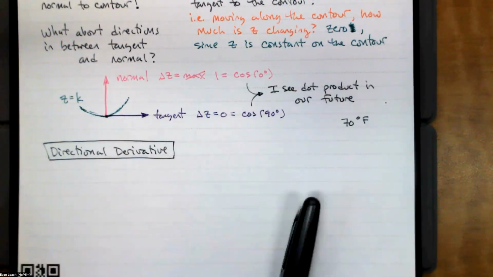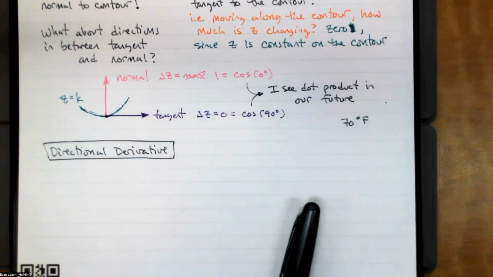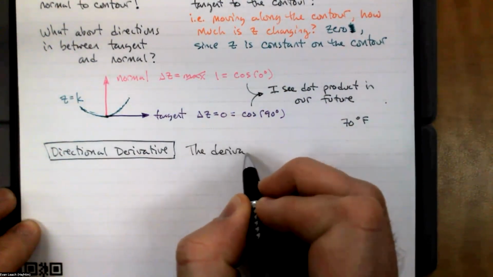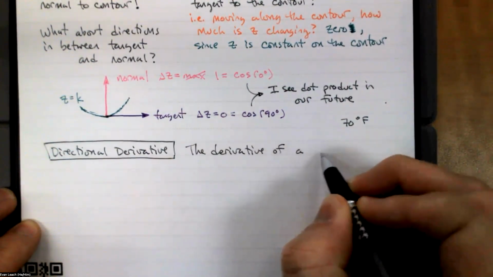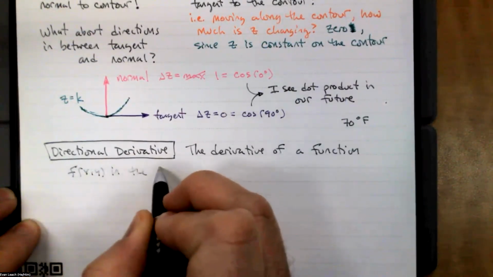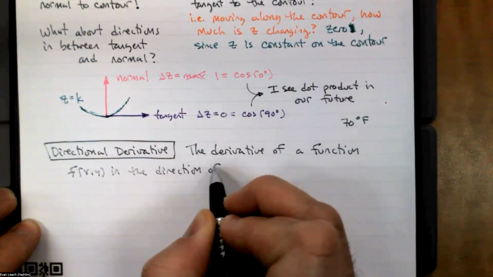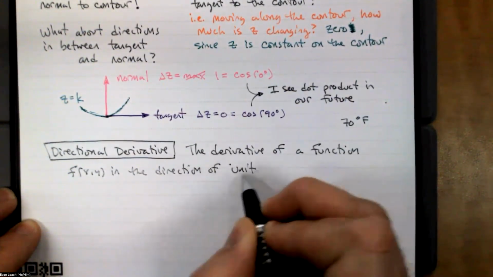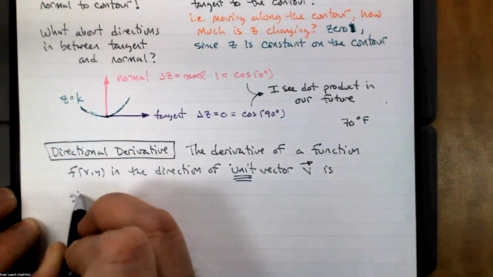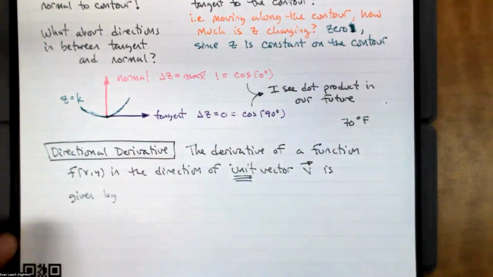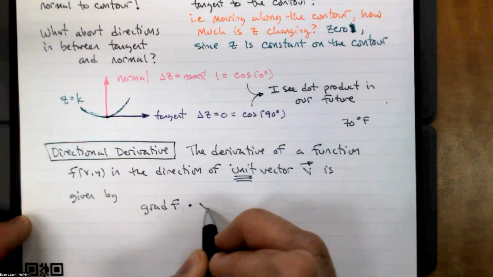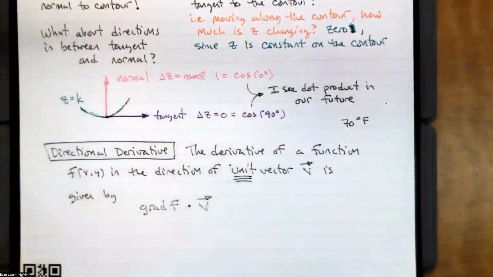What are we talking about? Directional derivative. We want the derivative of a function in the direction of a unit vector. I should write the notation for this.